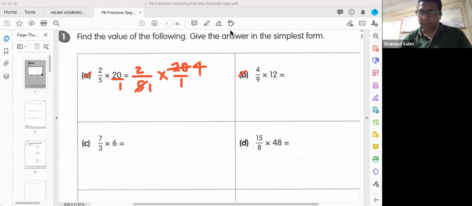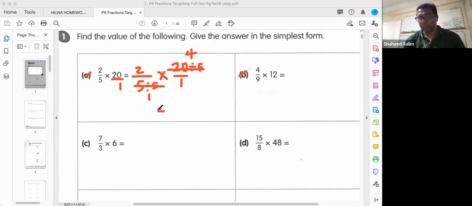If you're confused by this, then you do this method. Divide by 5. Divide by 5. Like that. So after that, you divide 20 by 5, what you get? You get 4. 5 divided by 5, what you get? You get 1.